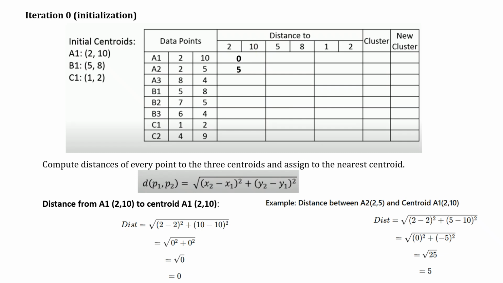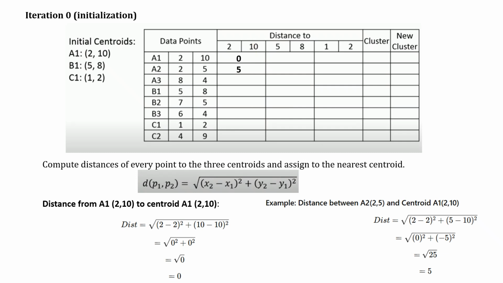To fill this box, the x2 value is 2, y2 value is 2. Then x1 value is 2, y1 value is 10. If you apply this formula, (2 minus 2) the whole square is 0, and (10 minus 10) the whole square is 0 again. So the answer is 0.